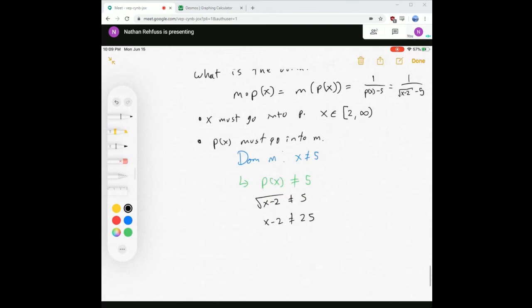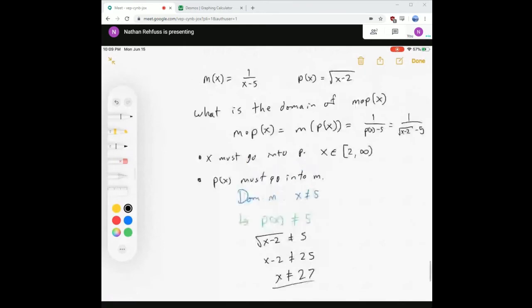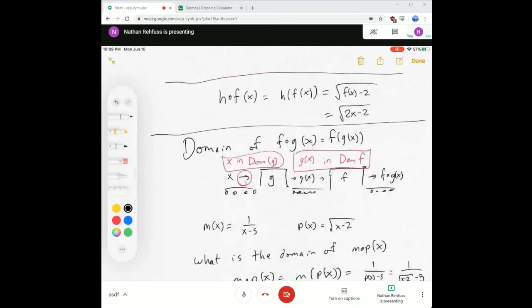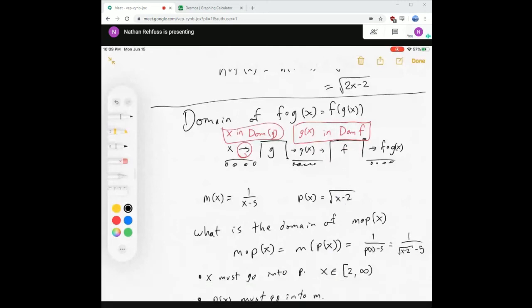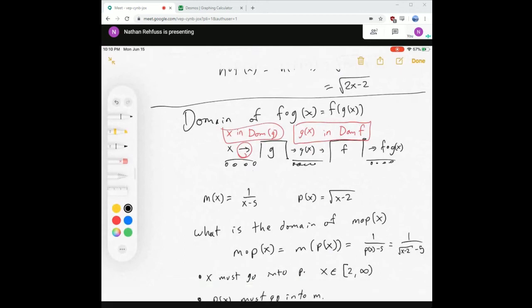So let's take a look here now. I got x can't be 27. So first x has to go into p. So if I plug in 1, I'm going to get the square root of -1, and that's i, and that's no good because I don't want imaginary outputs in this chapter. These are real valued functions. So that's not going to work. That's going to fall out right away.